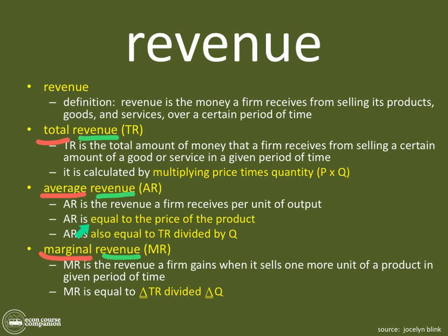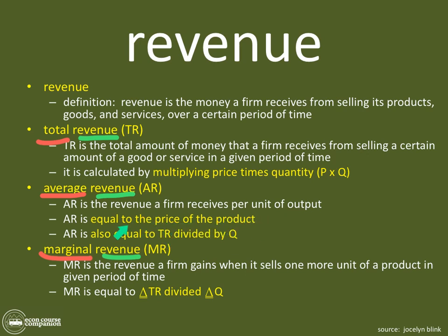And so AR is always equal to the price of the product. Of course it is. The average revenue is always equal to the price of the product. Why? Because that's the price that you're getting for each unit, and so the average is the same. It's going to be the price. This is assuming that nothing goes on sale. There are assumptions in here, of course, but average revenue is always equal to price.